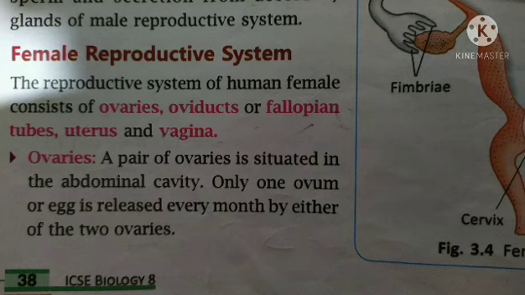Ovaries are almond shaped organs and they are grayish pink in color, and they are present in pair in the abdominal cavity. From the ovaries, only one ovum is released every month by either of the two ovaries. The other role of the ovary is that they secrete the hormones named estrogen and progesterone. The whole female reproductive system is under the control of these hormones, estrogen and progesterone.